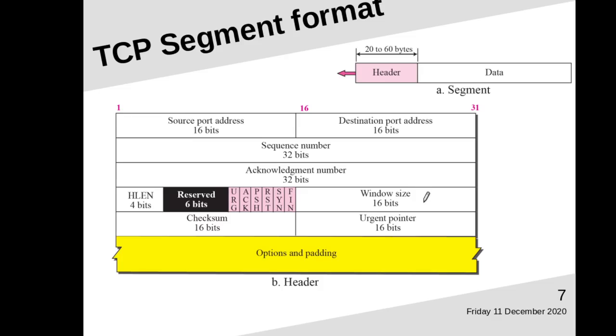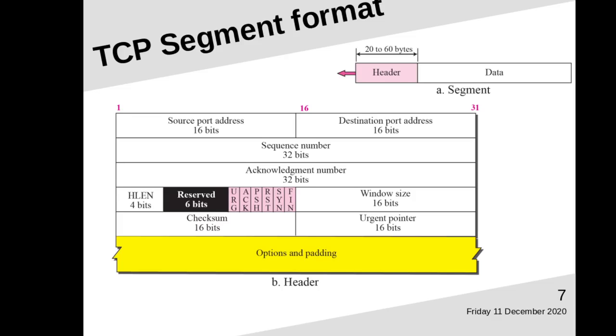Window size is another 16-bit field, so the maximum value can be 65,535, right? This value is normally referred to as the receiving window, and it is determined by the receiver. When the sender sends something, it must obey this window size.